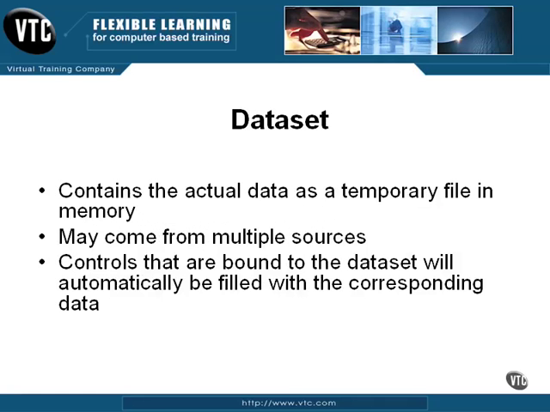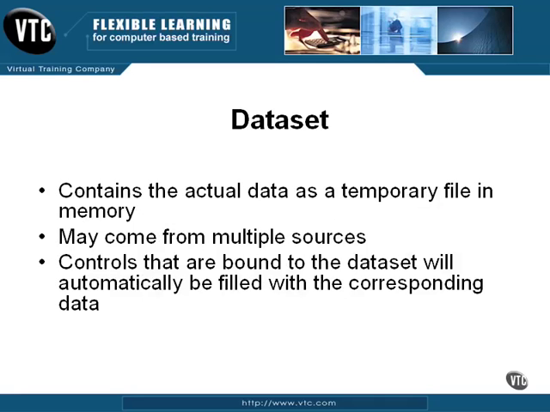The third component that's necessary is the dataset. The dataset contains the actual data as a temporary file in memory. The dataset may come from multiple sources, and the controls are bound to the dataset that will automatically be filled with the corresponding data. In ADO.NET, datasets are said to be disconnected, which means that the copy of data in memory does not keep an active connection to the data source.